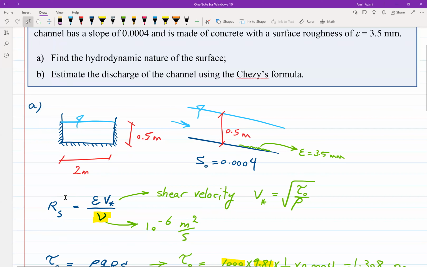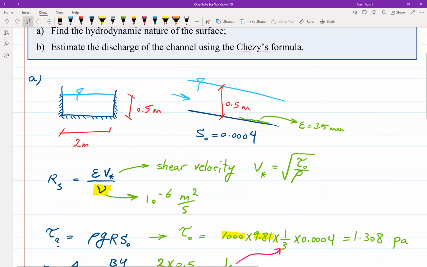So the Reynolds number at the surface is equal to the length scale, which is the roughness, multiplied by the shear velocity, which is the square root of shear stress divided by density, and divided by kinematic viscosity, which for water at 20 degrees centigrade is 10 to the power of -6 meters squared per second. So the shear stress is equal to rho g R S0. So we have a density of water, 1000 multiplied by 9.81.